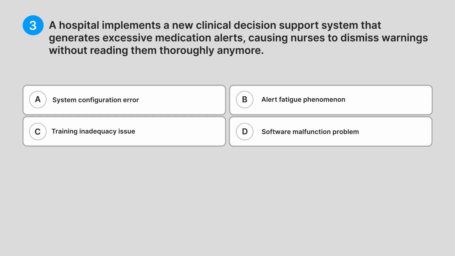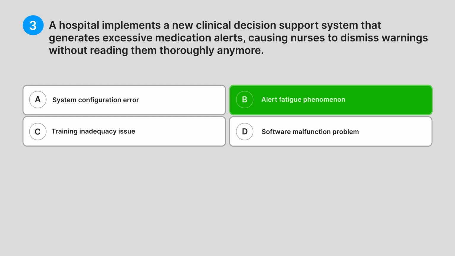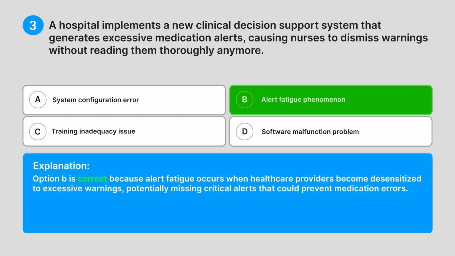Correct answer, B. Alert fatigue phenomenon. Explanation. Option B is correct because alert fatigue occurs when healthcare providers become desensitized to excessive warnings, potentially missing critical alerts that could prevent medication errors.